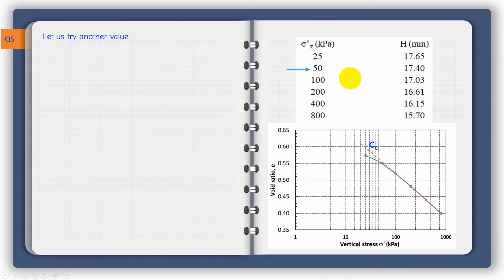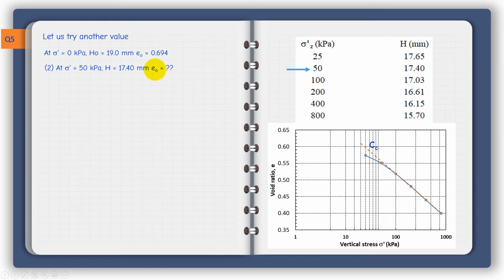So when we have here the 50 kPa, we repeat the same thing again. The initial height was 19. The initial void ratio is 0.694. I can basically apply the same correlation at 50 kPa. At 50 kPa, the corresponding height after compression is 17.4 millimeter.